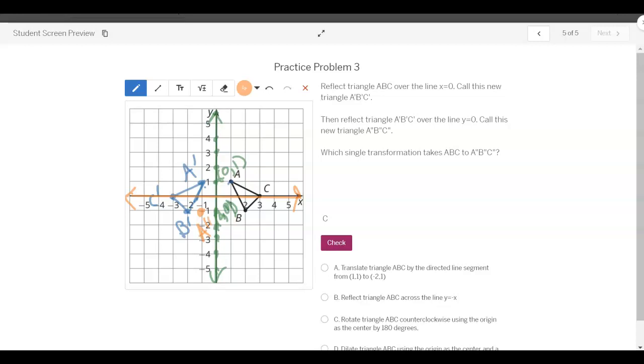Point B now has to go on the other side, right? It's on the bottom, so now I got to put it up here on the top. So that's going to be B double prime. And then point C is already on the line of reflection, so it does not go anywhere. C double prime. So let's then connect them. And we have our nice orange triangle.